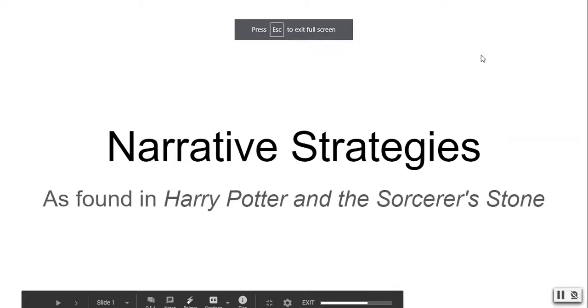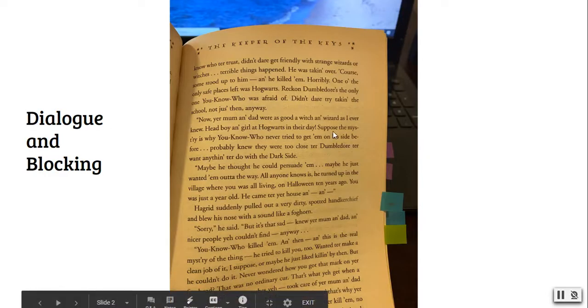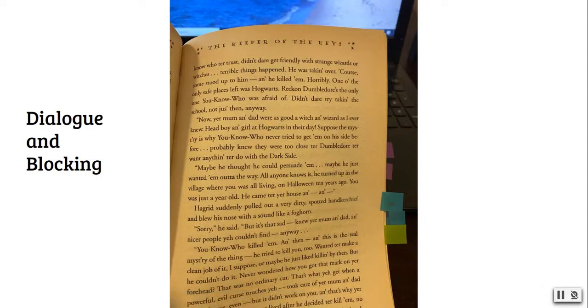So, without further ado, narrative strategies as found in Harry Potter and the Sorcerer's Stone. The first strategy we are going to talk about is dialogue. Dialogue refers to any words that the characters are speaking, conversations that they're having with each other. So here is a conversation between Hagrid and Harry.